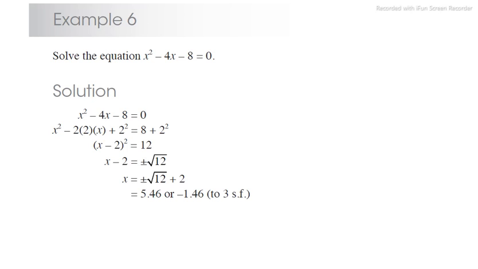After that, we factorize and simplify. So when you factorize the expression on the left hand side, it gives us x minus 2 squared equaling to 8 plus 4, which is 12. So we get the square root and we take the 2 the other side to give us x as positive or minus root 12 plus 2, which gives us 5.46 or negative 1.46. That is to 3 significant figures.